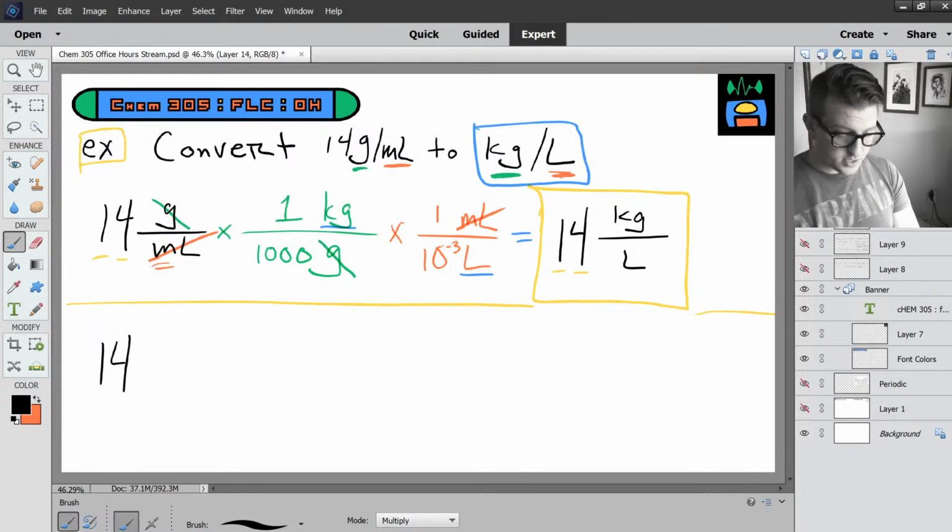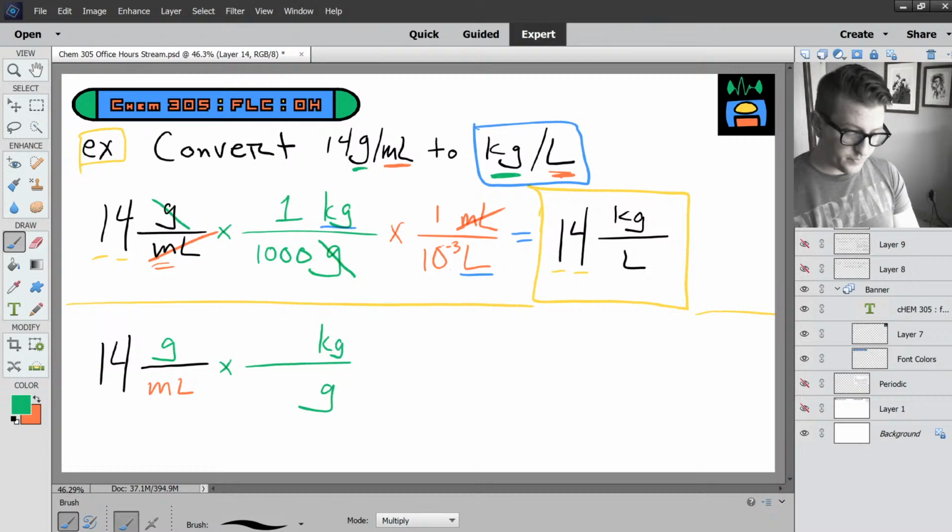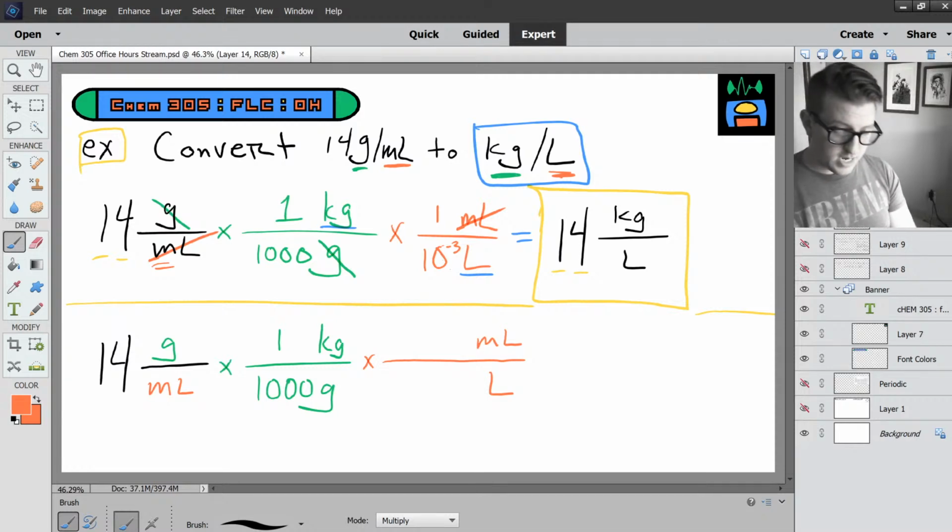we're just going to look at the grams. All right. So to convert from grams to kilograms, grams has to go in the denominator, kilograms has to go in the top, right? So 1 kilogram is 1,000 grams. Next, we got to set up the milliliters. Milliliters up top, liters down below. 1 milliliter is 10 to the negative third liters.